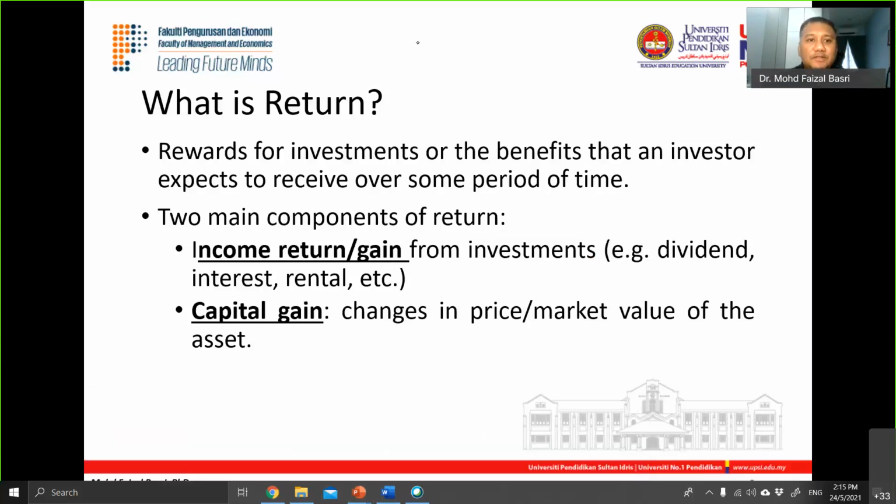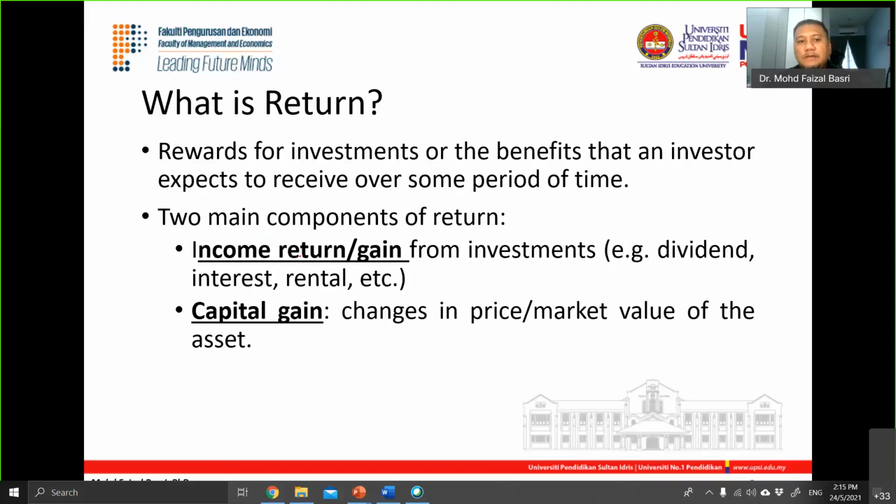So what is return? Return refers to the rewards for investment or the benefits that one investor expects to receive over some period of time. So here we can see there are two types of returns. Okay, the two types of return. The first one is known as income return.